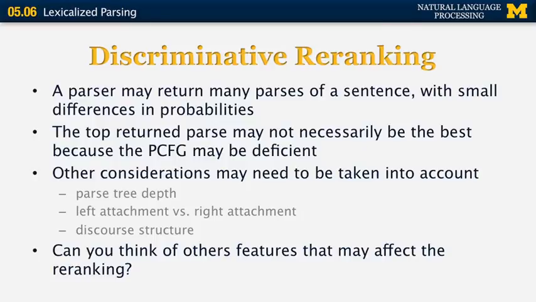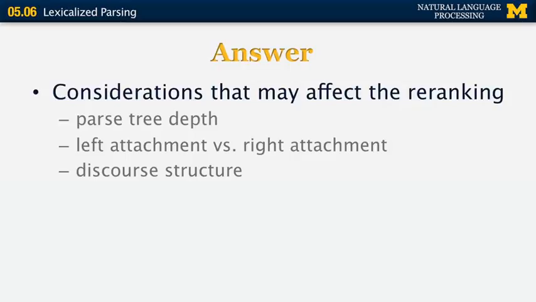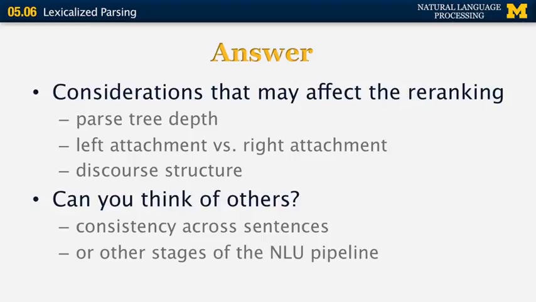Well, let's see. So the question was, what other considerations can you have for re-ranking in addition to parse tree depth, attachment direction, and discourse structure? Well, some of them are consistency across sentences. So for example, you may have a word that was interpreted in one way in one sentence. You want to ensure that it's interpreted exactly the same way in the next sentence. You can also take into account some information that comes from some of the other stages of the natural language pipeline, for example, the part of speech sequence or some constraints from speech recognition.